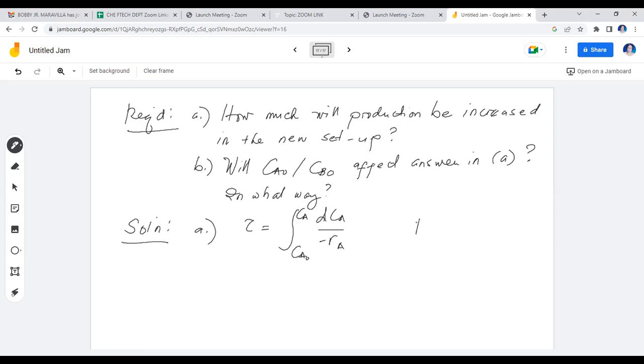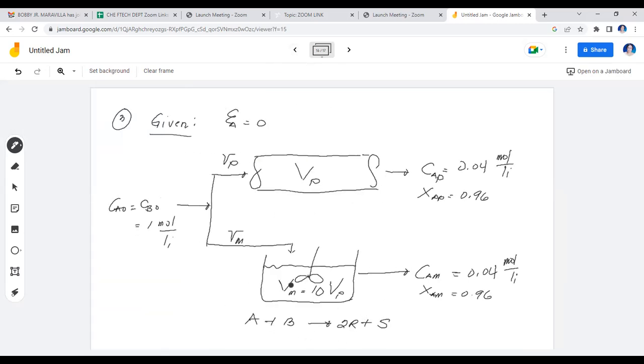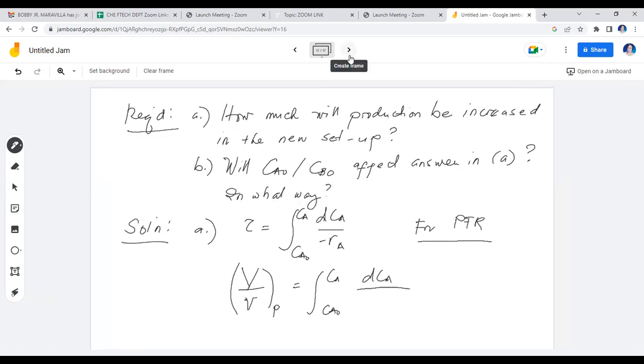So this is for the PFR. Now, this tau we can change to, based on our representation, the volume of the PFR divided by its volumetric flow rate. I will have just subscript P, meaning it is for the PFR. And then we'll have here CAO, CA, and we will have dCA. This time we need to specify our rate law. It says in the problem that we're given an aqueous elementary reaction, and this is our stoichiometric equation. And we're starting with equimolar amounts of the species that need to be reacted. So what would be the appropriate rate law in this sense? What should I write here?